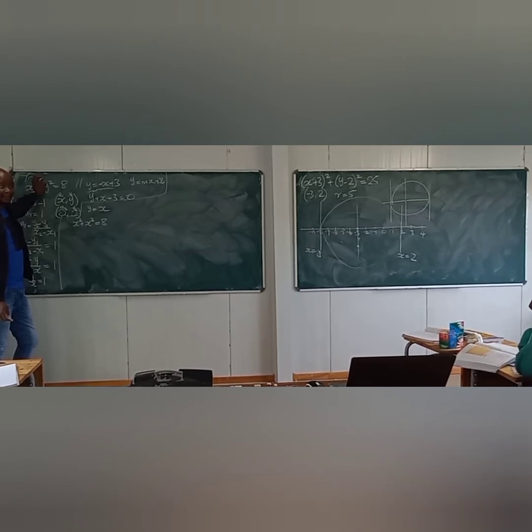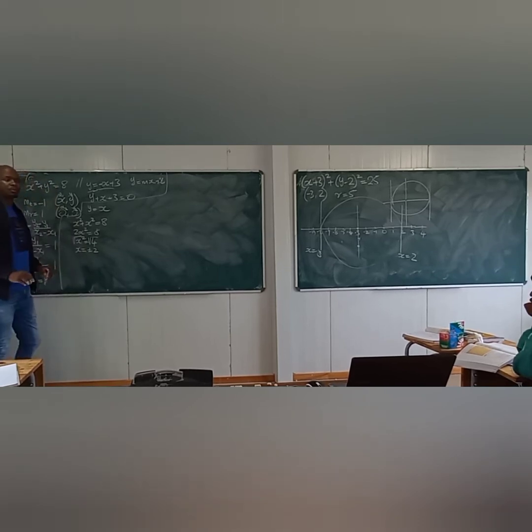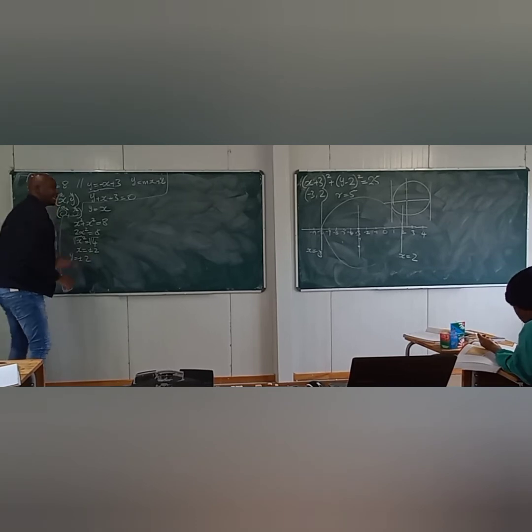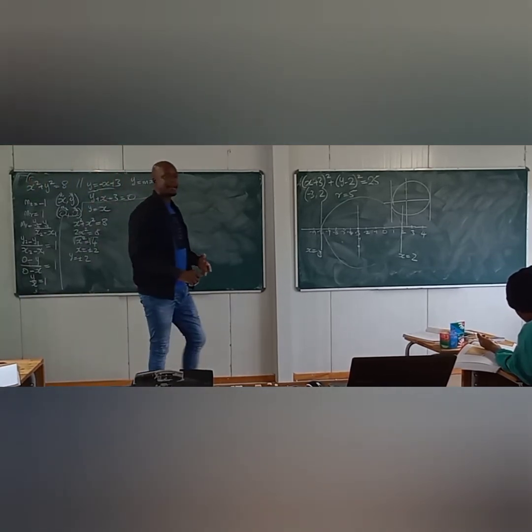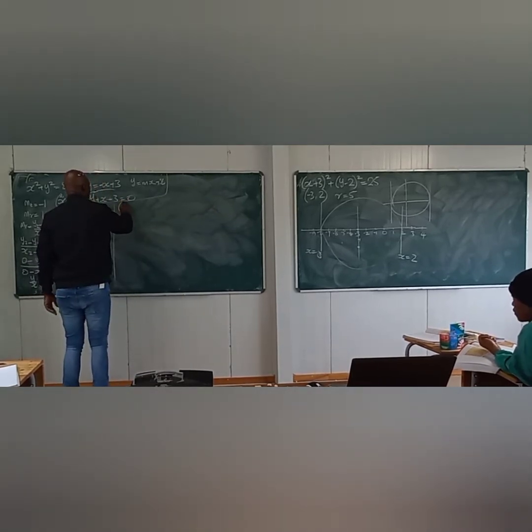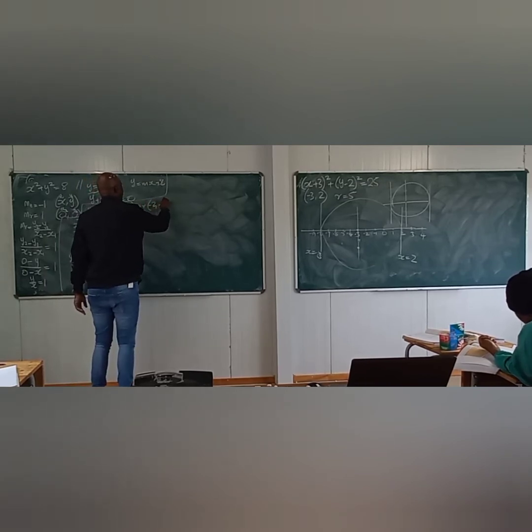Substitute y equals x in the other equation, and then I got 2x squared equals to 8. Divided by 2, x squared equals to 4. Introduce square root: x equals to plus or minus 2. The point of contact, then, is 2 and 2, and again negative 2 and negative 2.